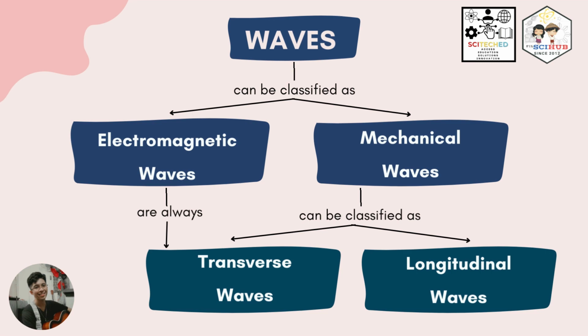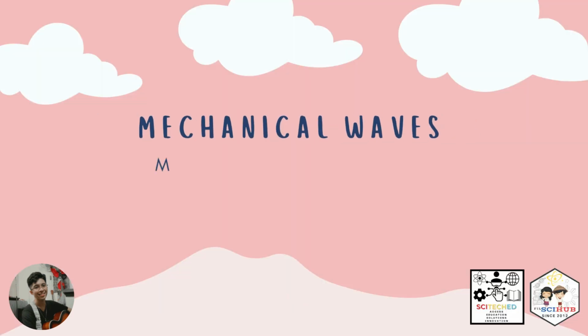I will also share demonstrations of how these are different from each other. Again, when reading a concept map, we just need to follow the arrows, and those words that are contained inside the boxes. Again, waves can be classified as electromagnetic or mechanical. Electromagnetic waves are always transverse waves, while mechanical waves can either be longitudinal or transverse waves. Alright? Let's begin with mechanical waves.